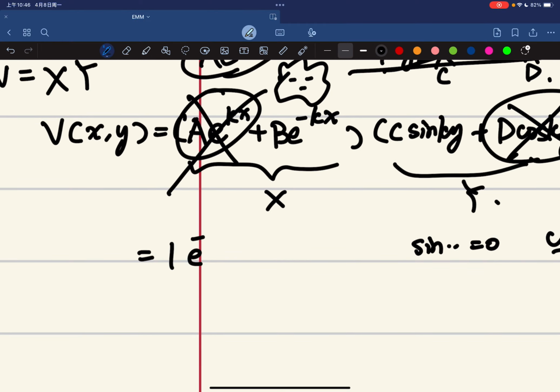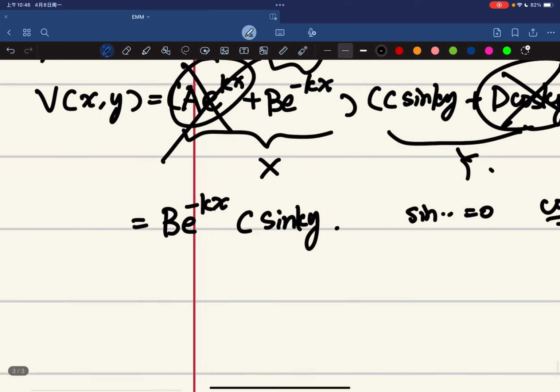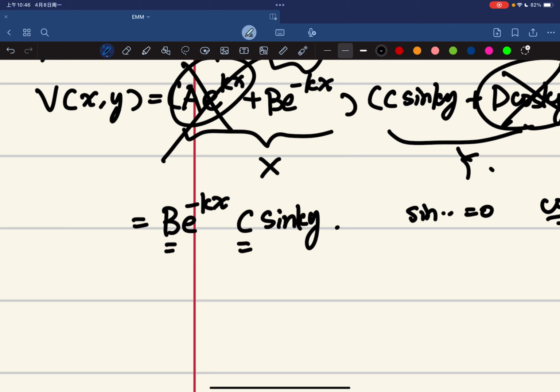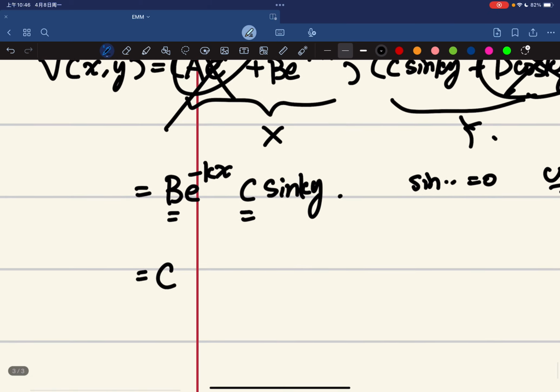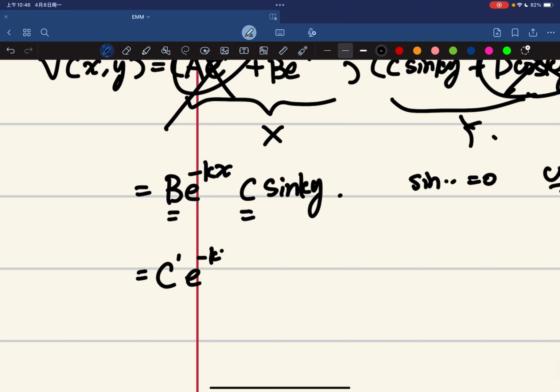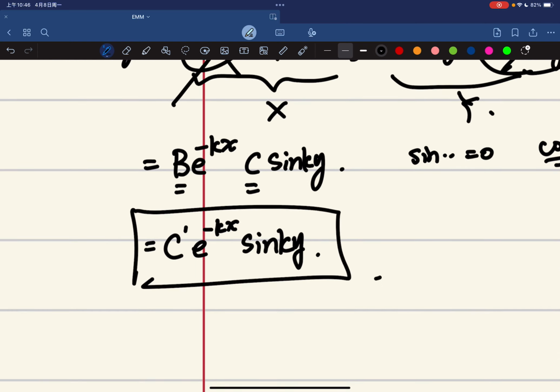So now what do we have left? We only have those two terms, right? Okay, perfect. And actually we can combine b and c into a new variable c prime. So now this is what I have.